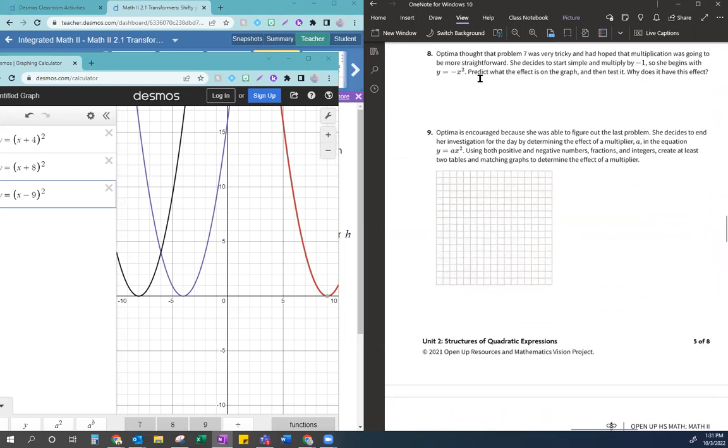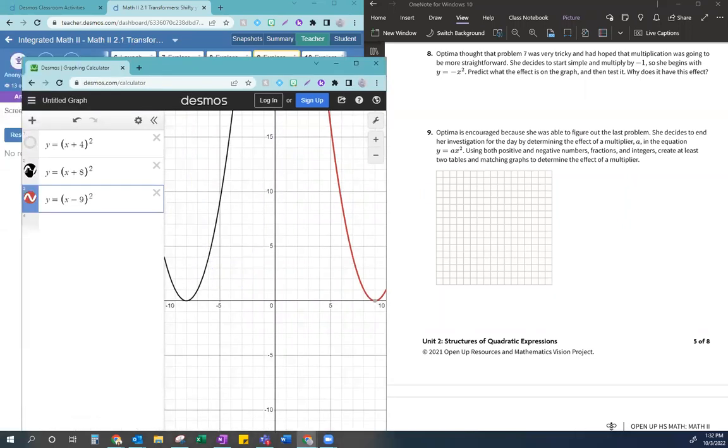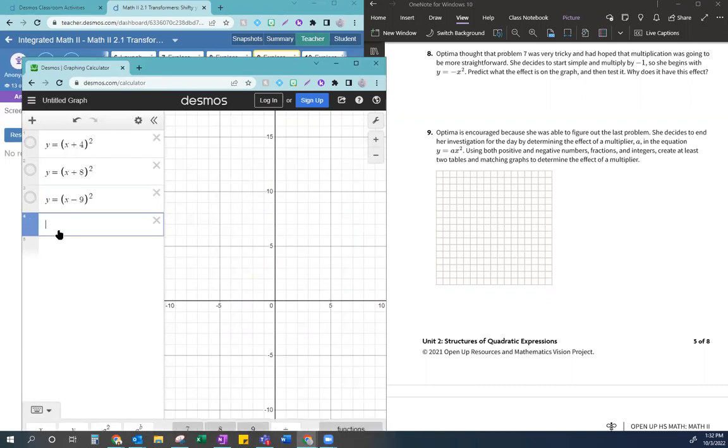It says Optima thought that problem 7 was very tricky and hoped that multiplication was going to be more straightforward. She decides to start simple and multiply by negative 1. We already saw what happens when we multiply by negative 1. You guys all saw that, right? So let me turn these guys off. What did you guys say? What happens when I multiply by this negative? So negative x squared. What is negative x squared going to look like?